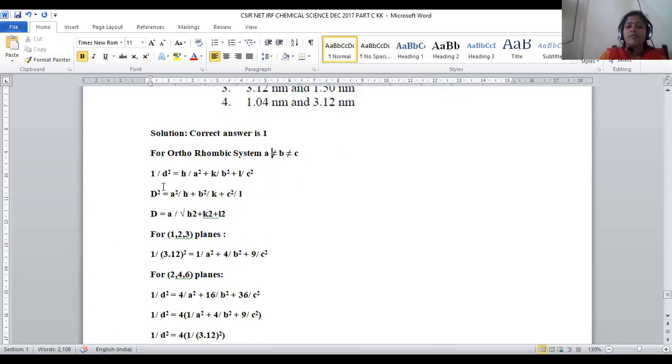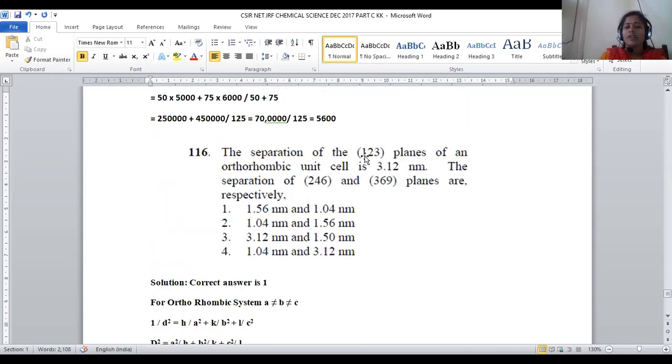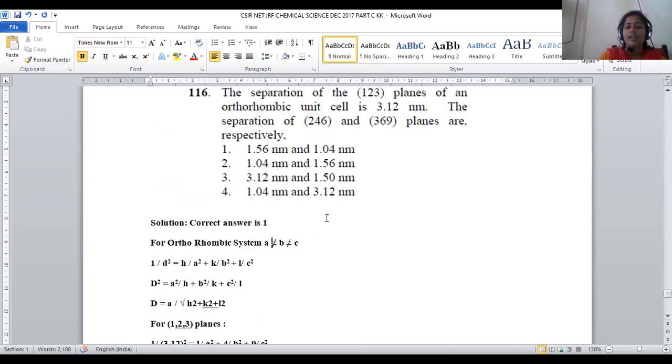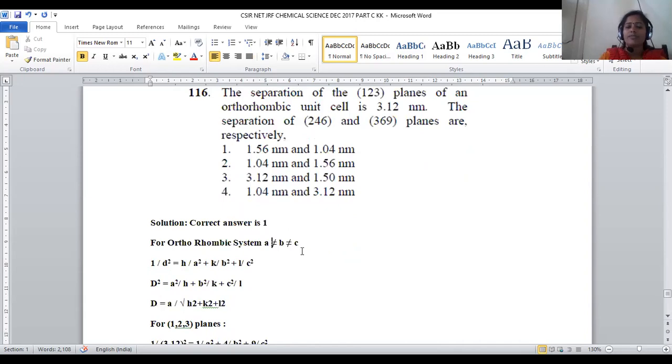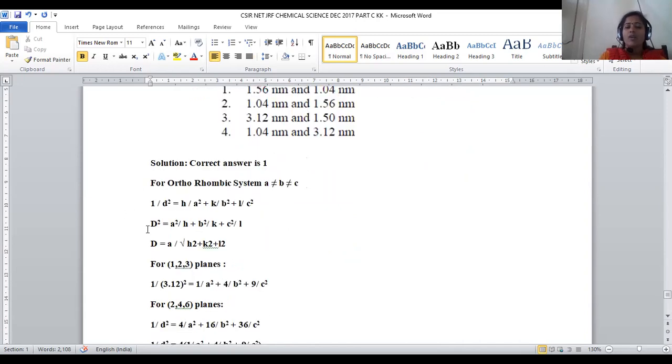Separation. So the formula will be 1 by d square is equal to h by a square plus k by b square plus l by c square. Here 1, 2, 3 are given: 1 is known as h, 2 is known as k, 3 is known as l. So in this manner, we have to assign numbering. The h, k, l values, the Miller indices values, are provided for these planes, right?